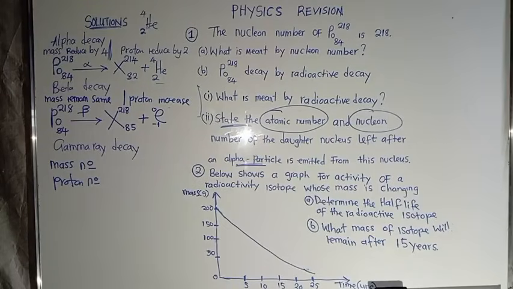So what will happen to the mass number and what will happen to the proton number? I want to see answers. What will happen if it emits a gamma ray? I want to see your answers.